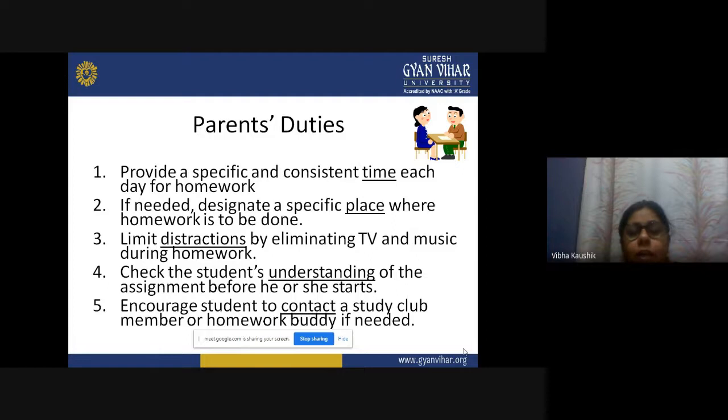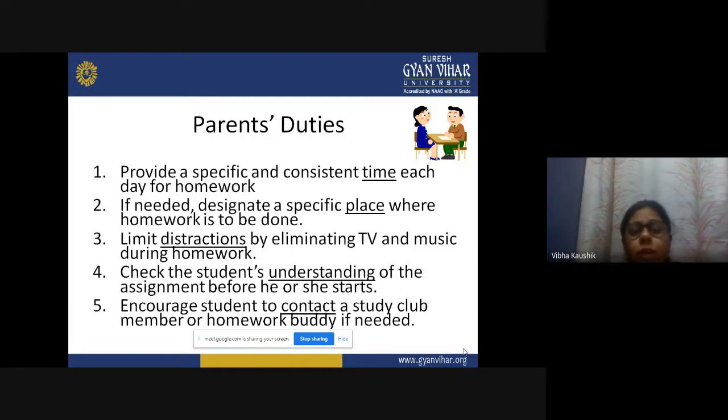If needed, designate a specific place where homework is to be done. Parents can also fix a place where only you have to do your work. Limit distractions by eliminating TV and music during homework. The place should be such that there are limited distractions for the child while they are doing their homework. So limit distractions by eliminating TV. You can eliminate TV and music from there when the child is doing their homework.